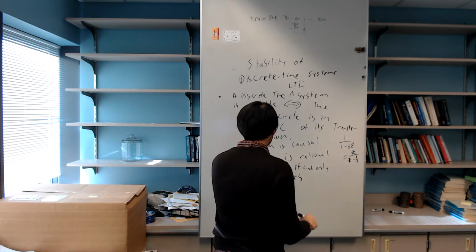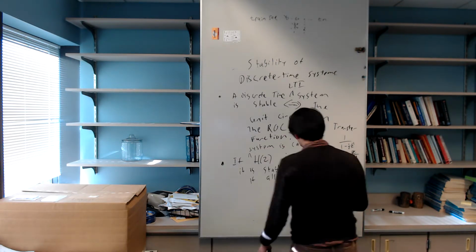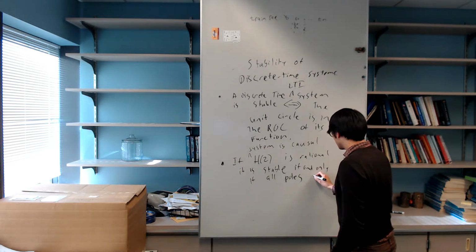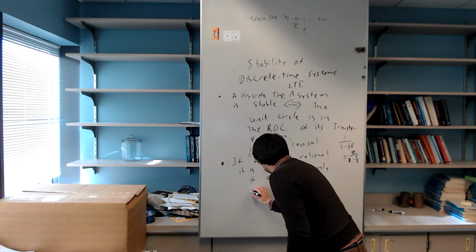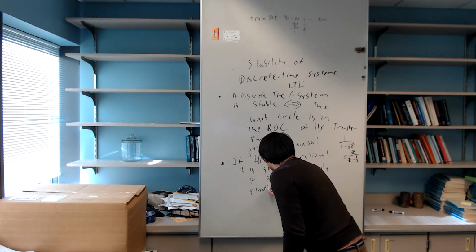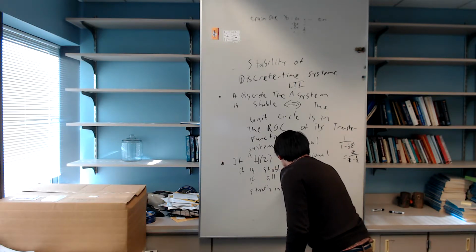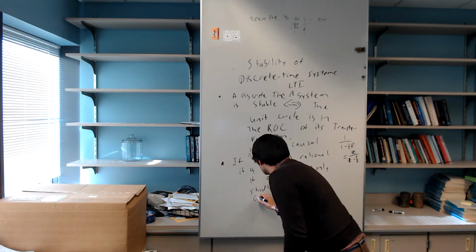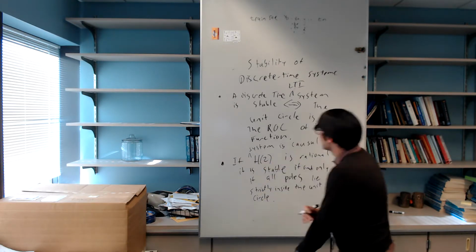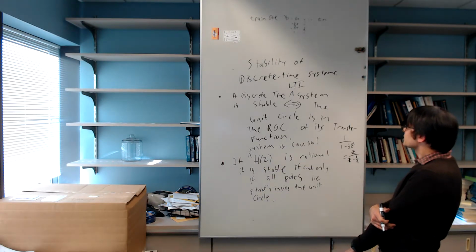So this is stable if and only if all poles lie strictly inside the unit circle. Right. So that's what we're going to want to show.